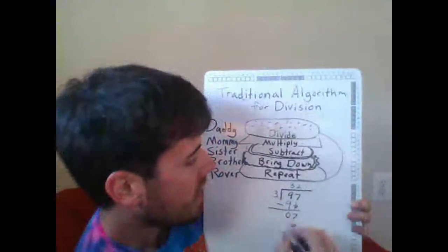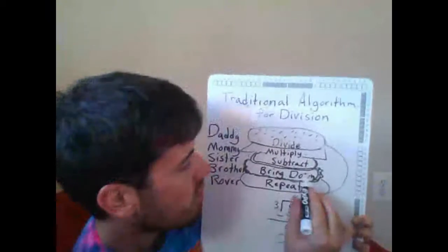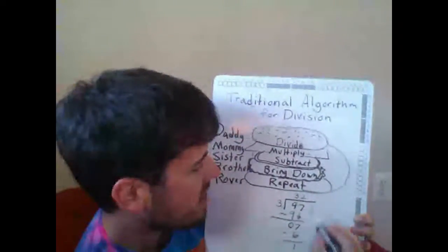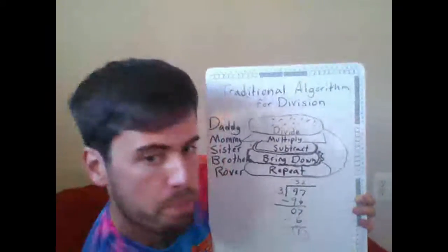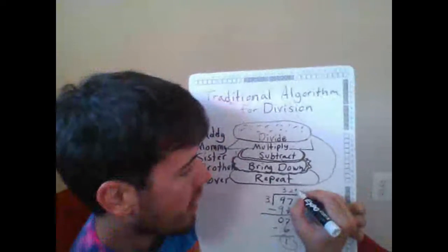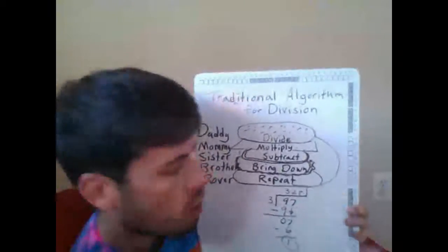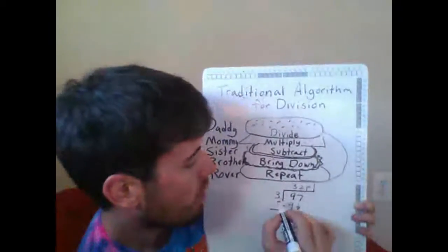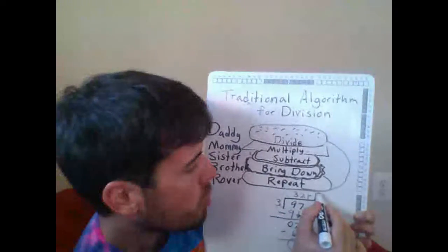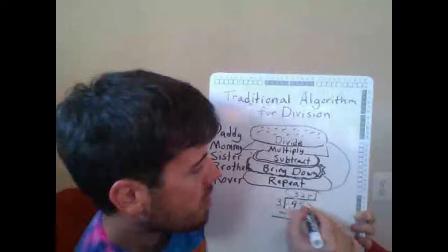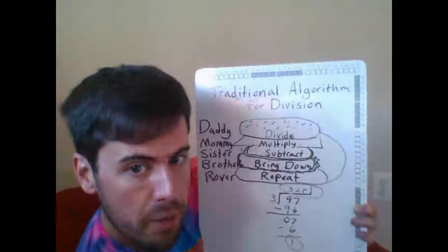We get a 1. There is nothing left to bring down. We are done with that step. There's nothing left to repeat. We have a remainder of 1. So we'll go ahead and write our R1. So 97 divided by 3, the quotient of this is 32 with a remainder of 1.